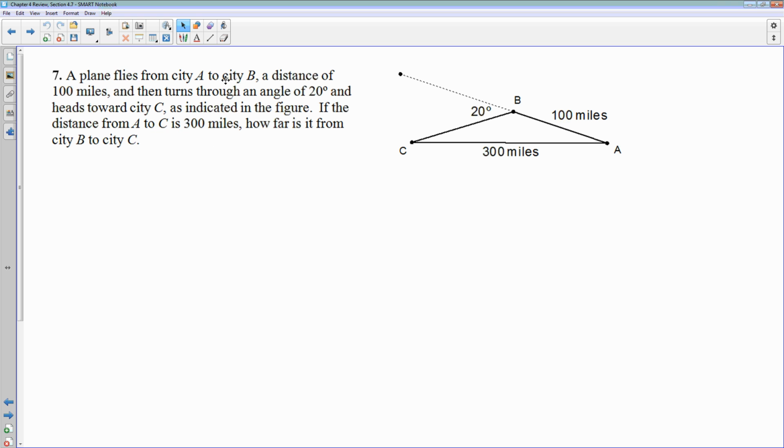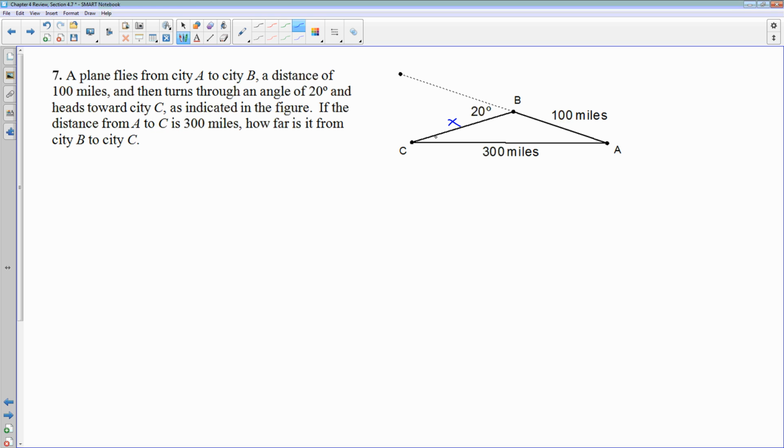Let's see. A plane flies from city A to B and then turns, and I gave you the angle that it turns, 20 degrees, and heads towards C. And we know that A to C is 300. How far is it from city B to city C? So the unknown information in this problem is how far it is from city B to city C. This is our unknown. We're looking for that. So ultimately, I want to solve for x.